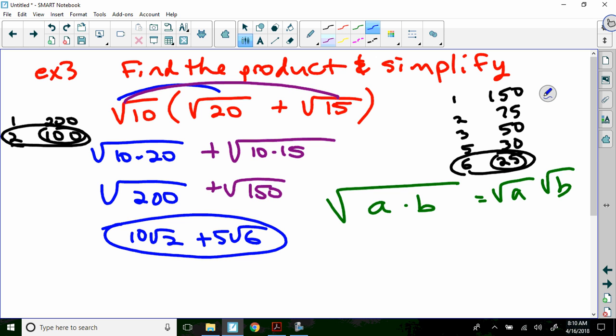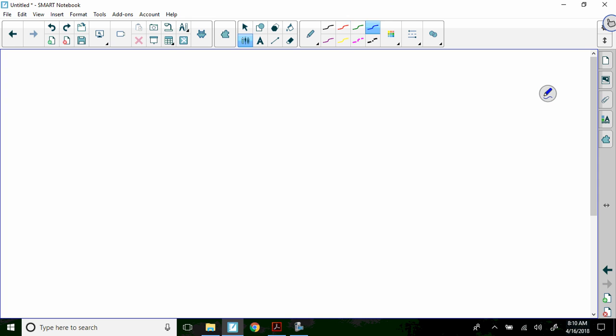There's this one social studies teacher in our building. I love him. He's a great guy. And every time I call him up, I say, "How would you do this?" He says, "Use the FOIL method." So here we go. We're going to use the FOIL method.